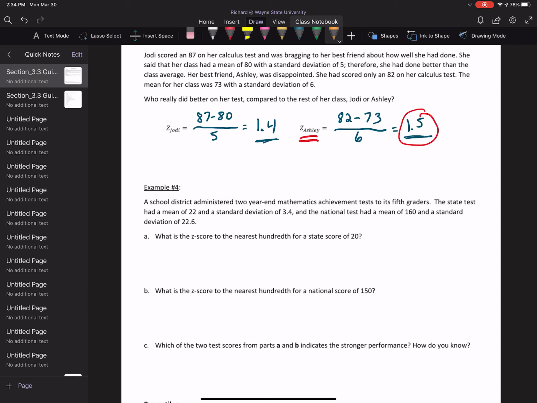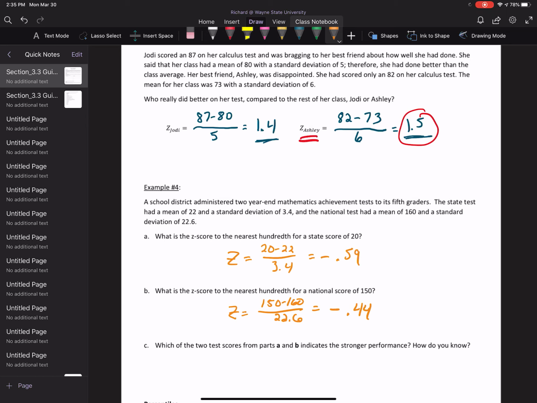Okay, so hopefully you've had an opportunity to work those respective z-scores out. So I'll do them real quick here. This will be 20 minus 22 divided by 3.4. So that's going to give us a negative 0.59. And the other one here is 150 minus 160 over 22.6, and that's going to be negative 0.44. Now, as it stood, it was hard to compare the two tests with a score of 20 and 150 respectively, right? They're on completely different scales. So we really do need the z-score here to help us. And so now the question is, who actually did better?